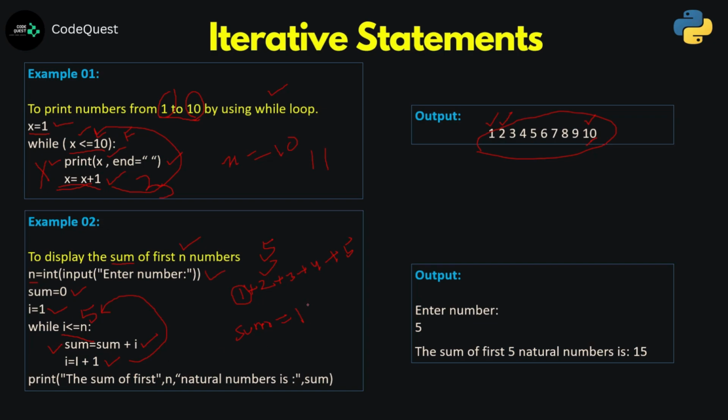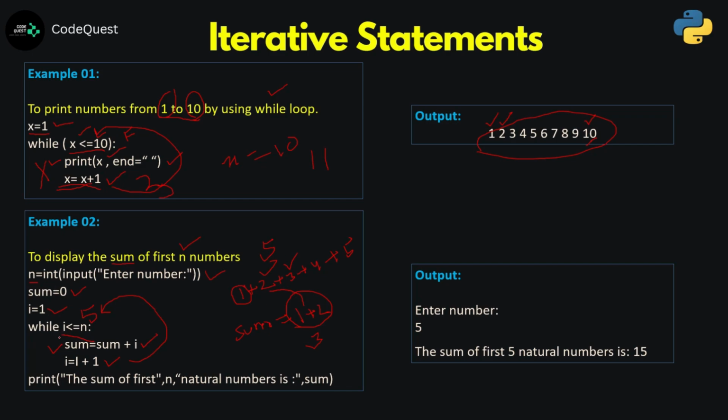But presently sum is holding 1. Now the current value of I is added to it. As a result, 1 plus 2. Now the updated value of sum is 3. Now again I equal to I plus 1 is going to update the I value to 3 now.